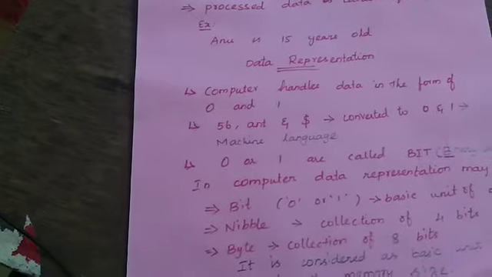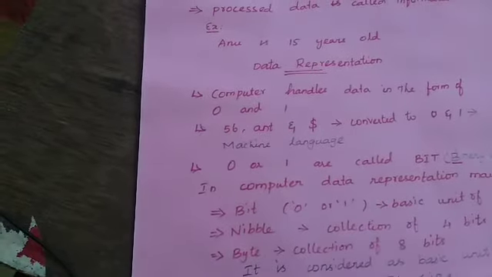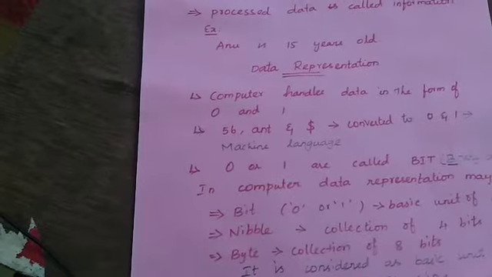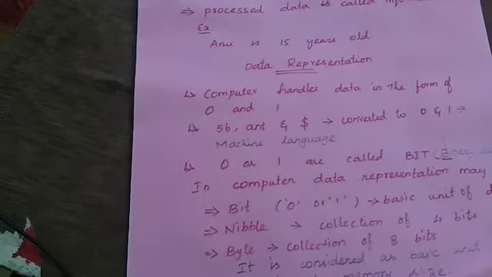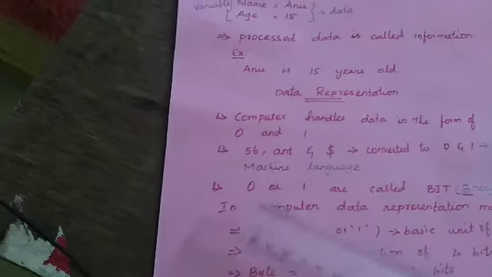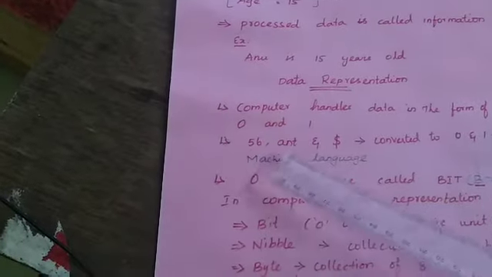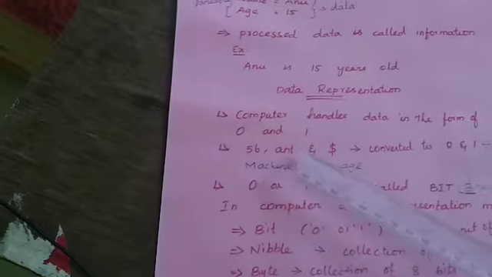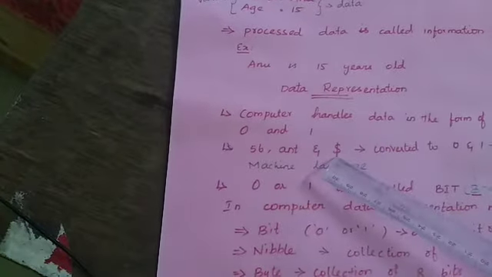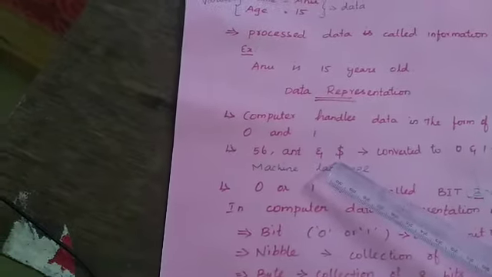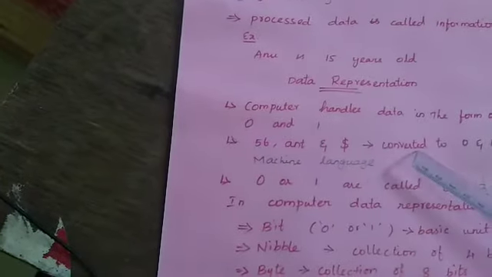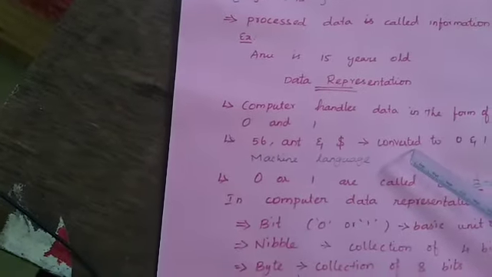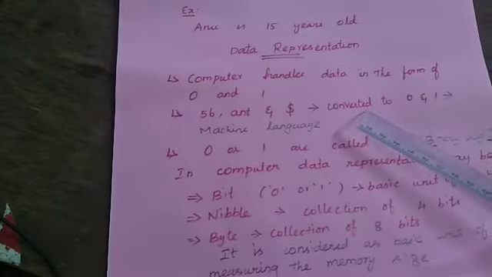For example, if we type any number or variable or special character, it converts into zeros and ones. If we type 56 or some other words like ant, dog, whatever it is, and some special characters like numbers and special symbols, all these character sets will be converted to zeros and ones. This is called machine language.